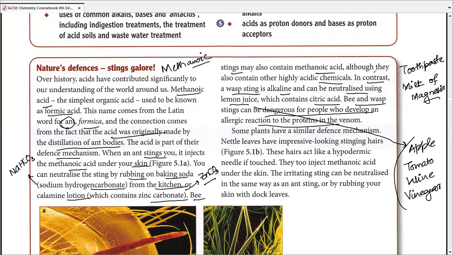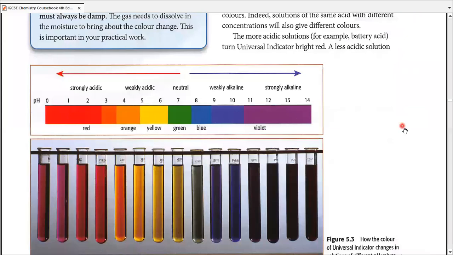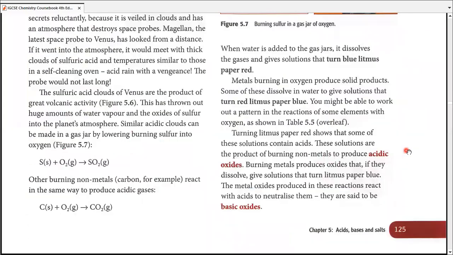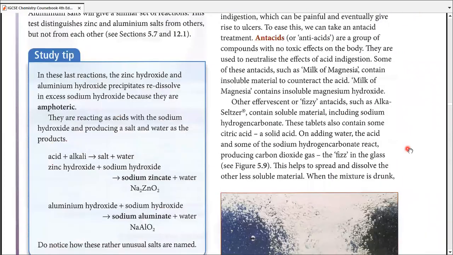This also has been a part of the same topic, but it's just present on a different page, right? So let's get back to our topic. We're done with 5.4. Let's move on to 5.5.